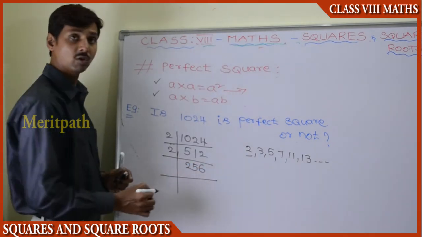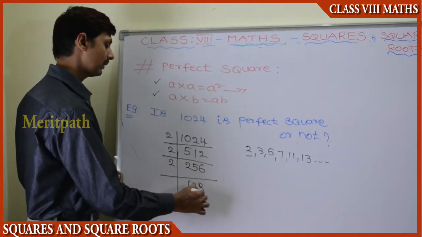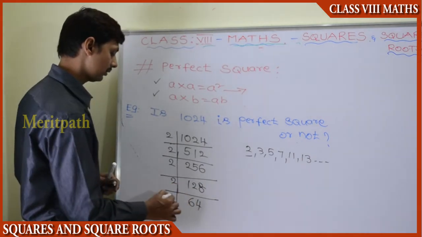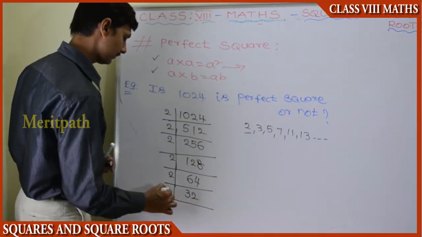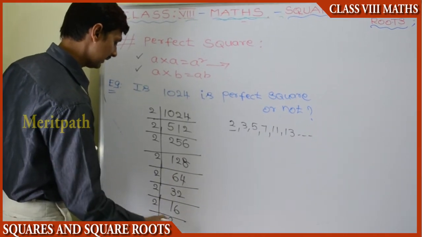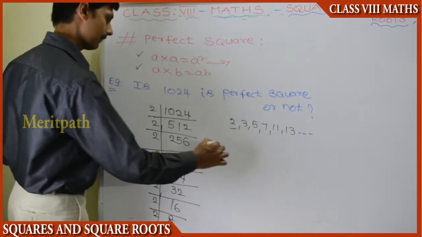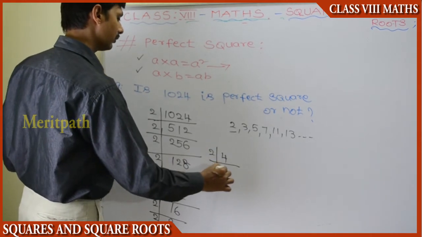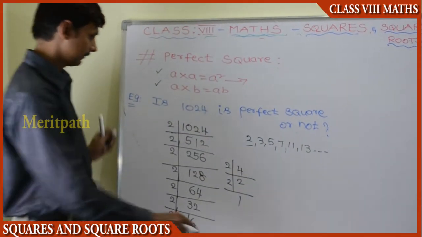The next one is also an even number, so let's take 2, and we get 128. When we take 2 again, 64, again 2, we get 32, then 2 again, 16, then 8, and 4. For 4 we get 2 two times, and 2 one time.